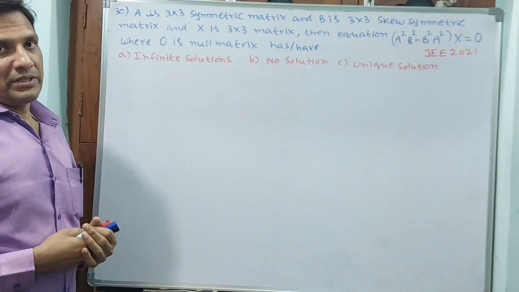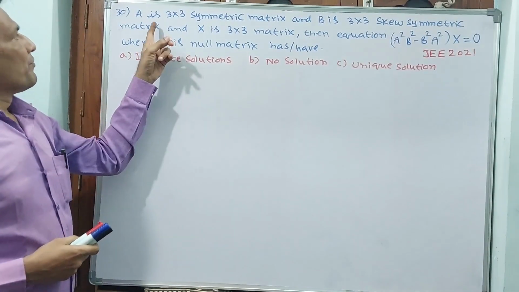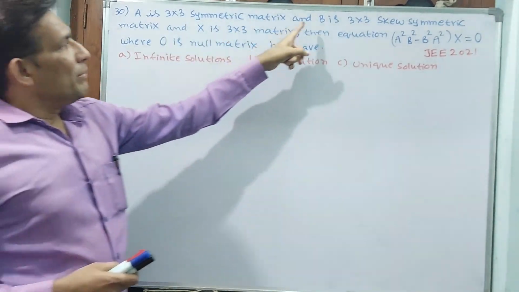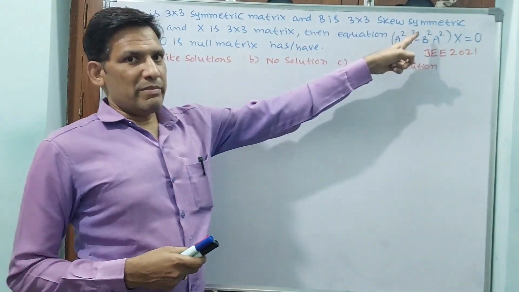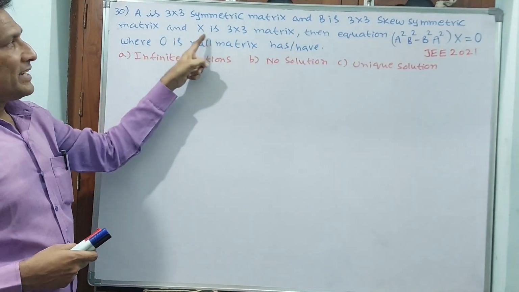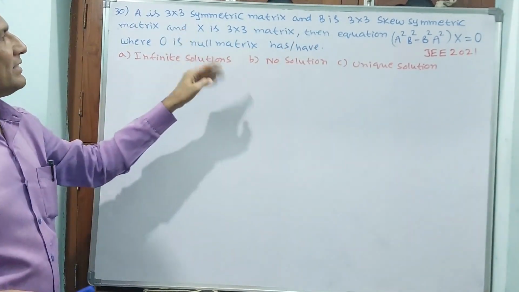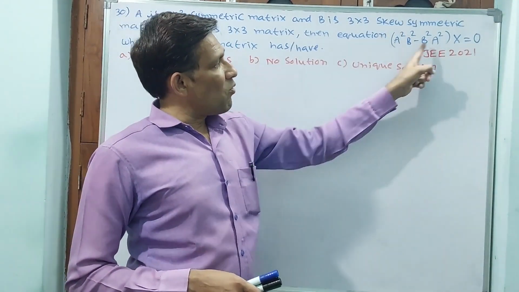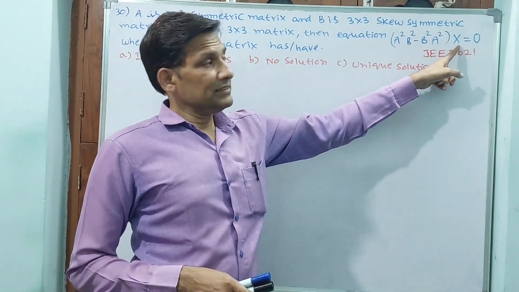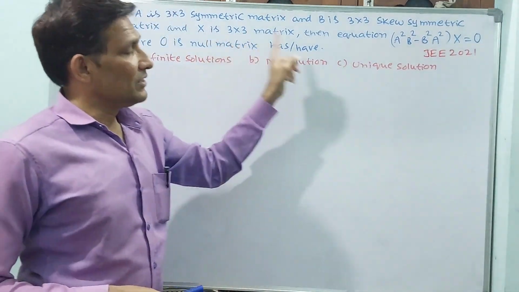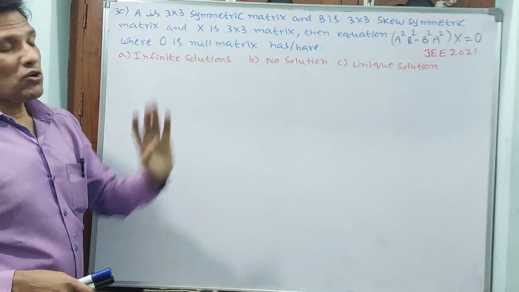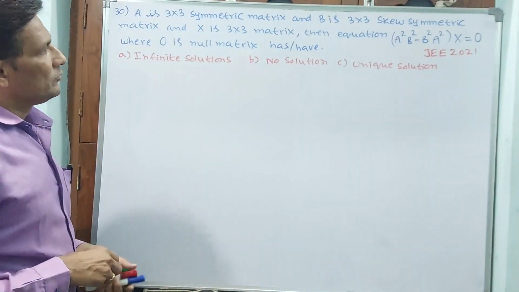Okay, see question number 30. A is a 3 by 3 symmetric matrix. B is a 3 by 3 skew symmetric matrix. X is a 3 by 3 ordinary matrix. Then the equation (A square B square minus B square A square) whole multiplied with X is equal to O, where O is the null matrix, 0.